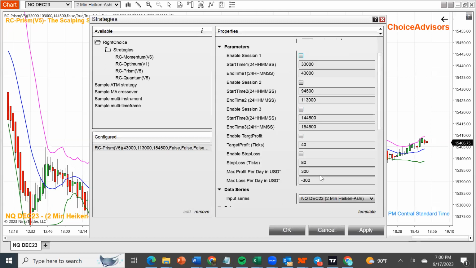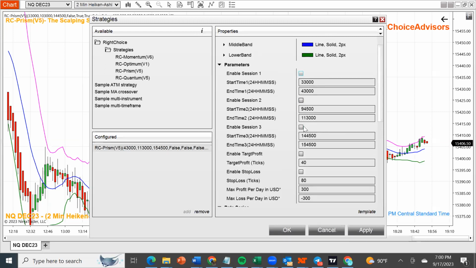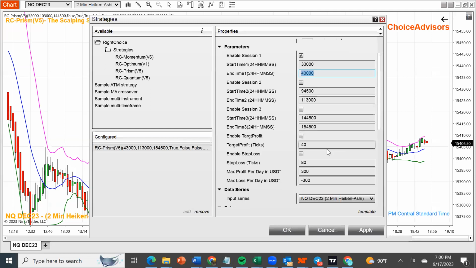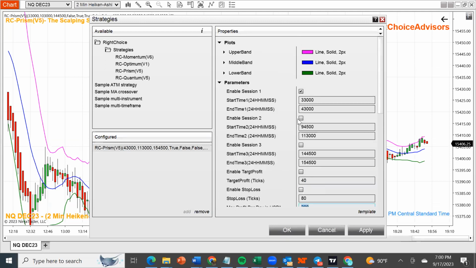But if you have these values, your bot will continue to run, right? And you don't need to enter one or two or three sessions. If you want only one session per day, you can just select whichever time frame you want, and you can run only during that session. But these values are mandatory, right?